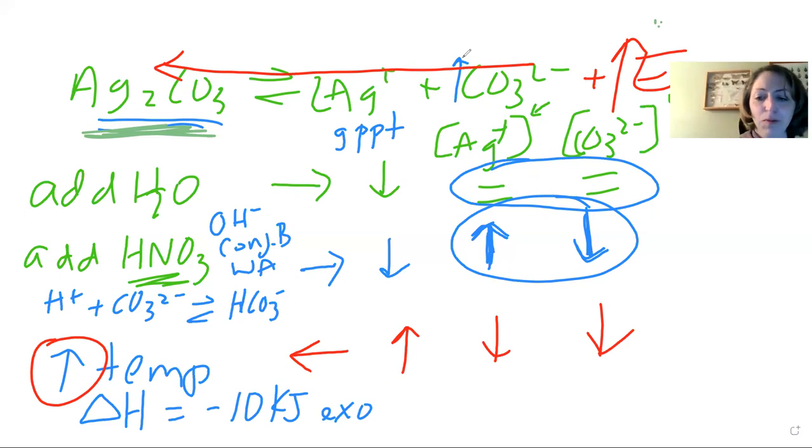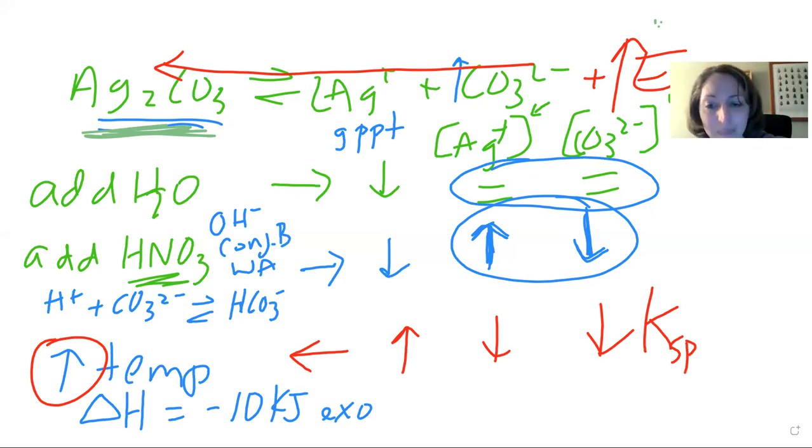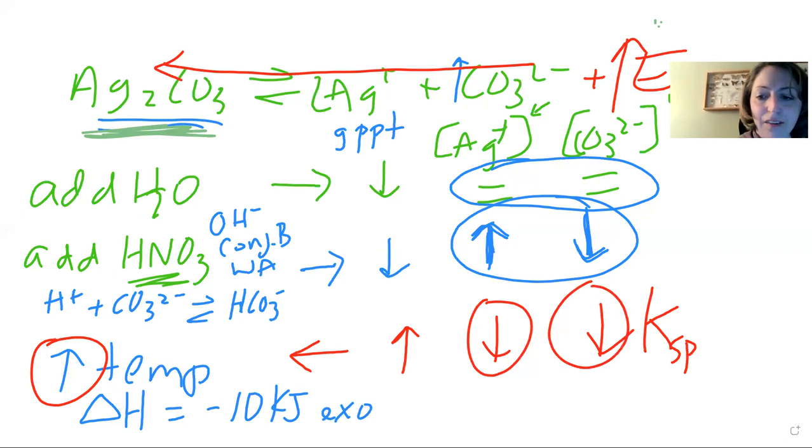That's totally acceptable because also, what's going to happen to Ksp? If you shift backwards, K goes down. It becomes less favorable. If you shift forwards, K goes up. So if you're producing less silver ions and less carbonate ions, when you multiply them in Ksp, K will go down. Just remember, I think there's one question on the assessment that reminds you of that: temperature is the only factor that changes K. You've got to look through the problem and figure out if it's exo or endothermic. I hope that helps.